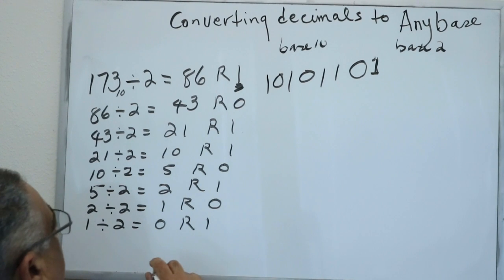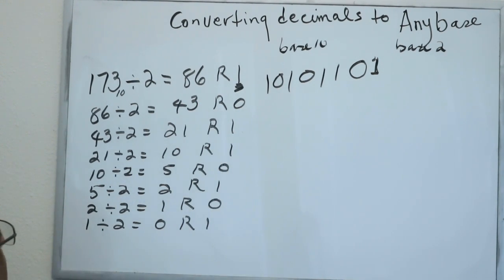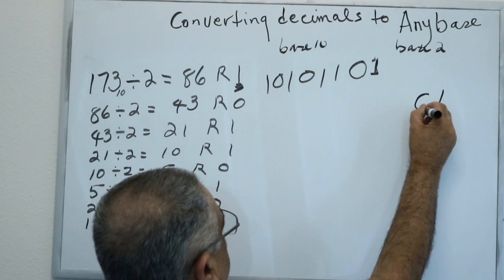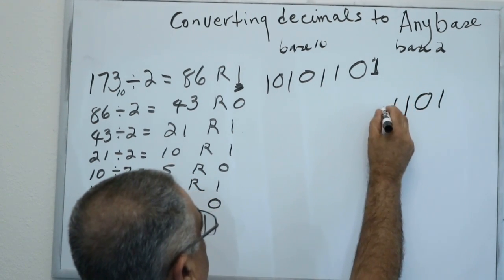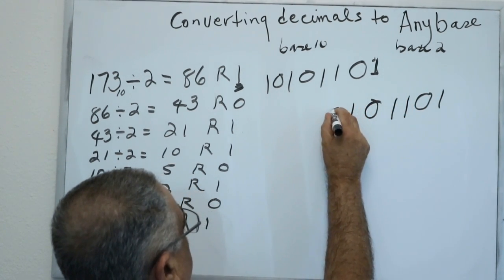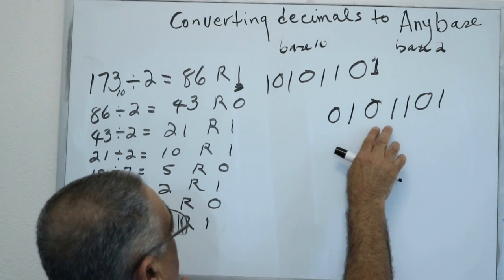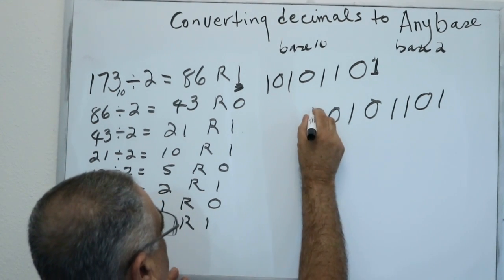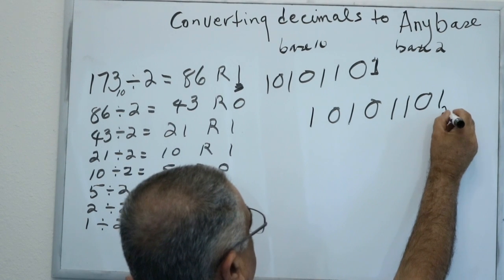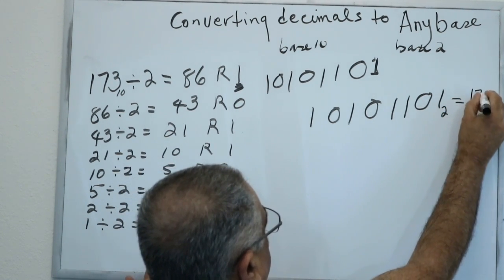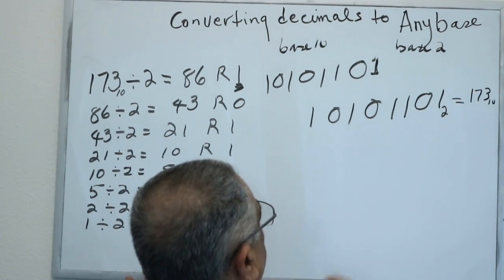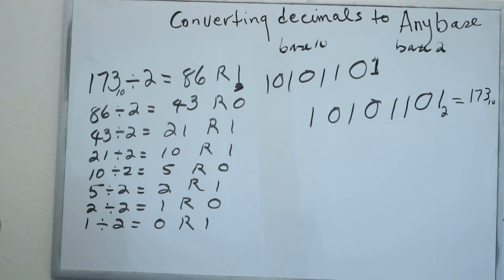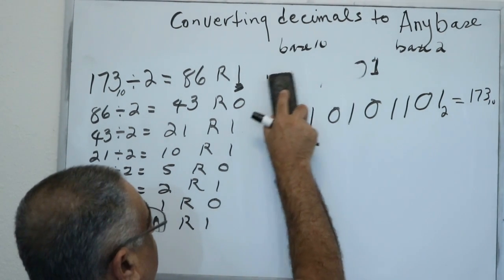So now my number 173 in binary is actually 1, 0, 1, 0, 1, 1, 0, 1. So this is in base 2, and it's 173 in base 10. So now, how do I prove this?